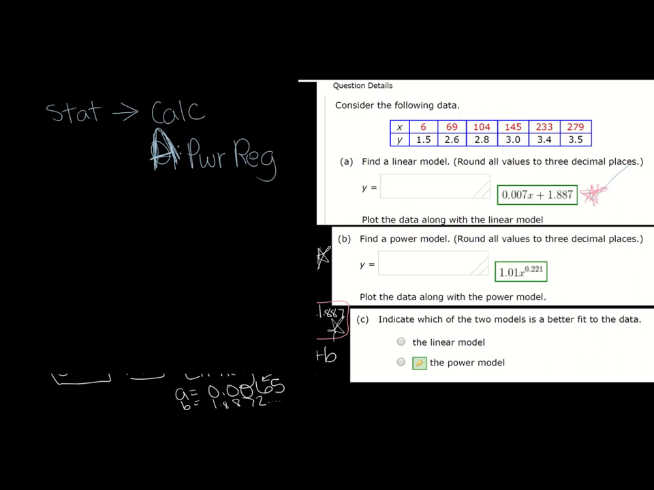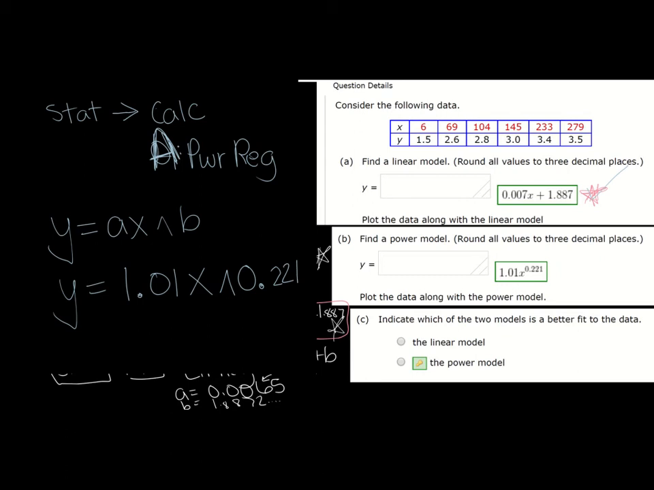Scroll down, hit enter. L1 is your X list. L2 is your Y list, just like before. Let's calculate it. Here's what my calculator popped out. Y equals AX to the power of B. That is the form of the calculator model. It tells me that A is, if I round, 1.01 times X raised to the power of B. If I round, I'll get 0.221. That's with rounding. And you can see that's exactly what they're getting as their power model over here.